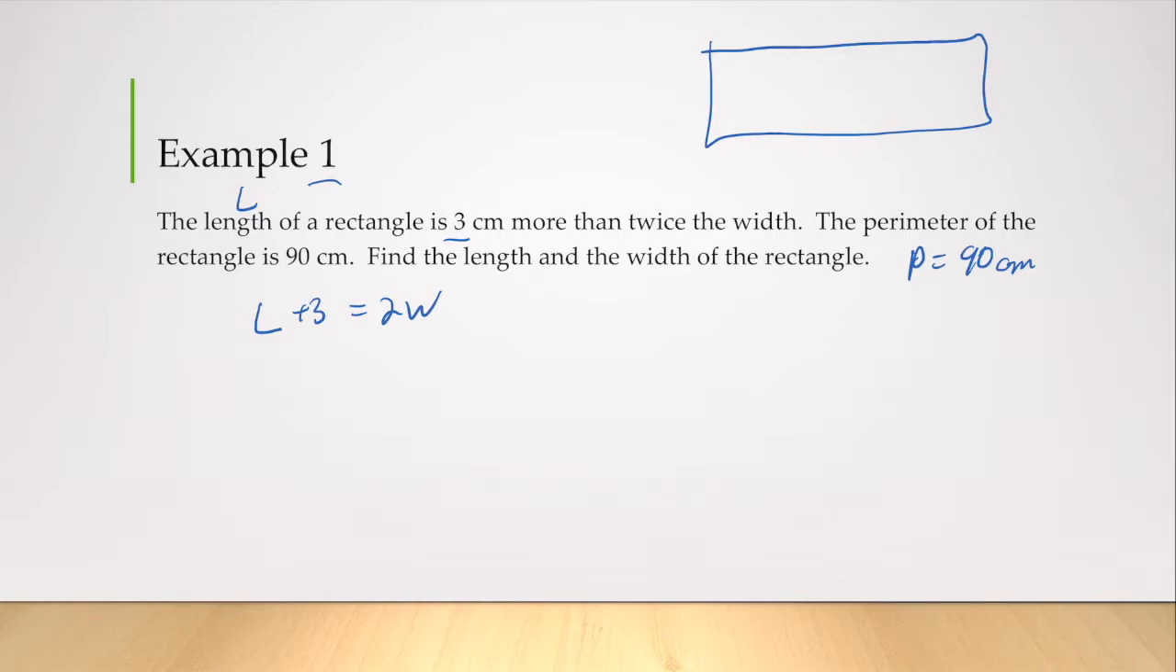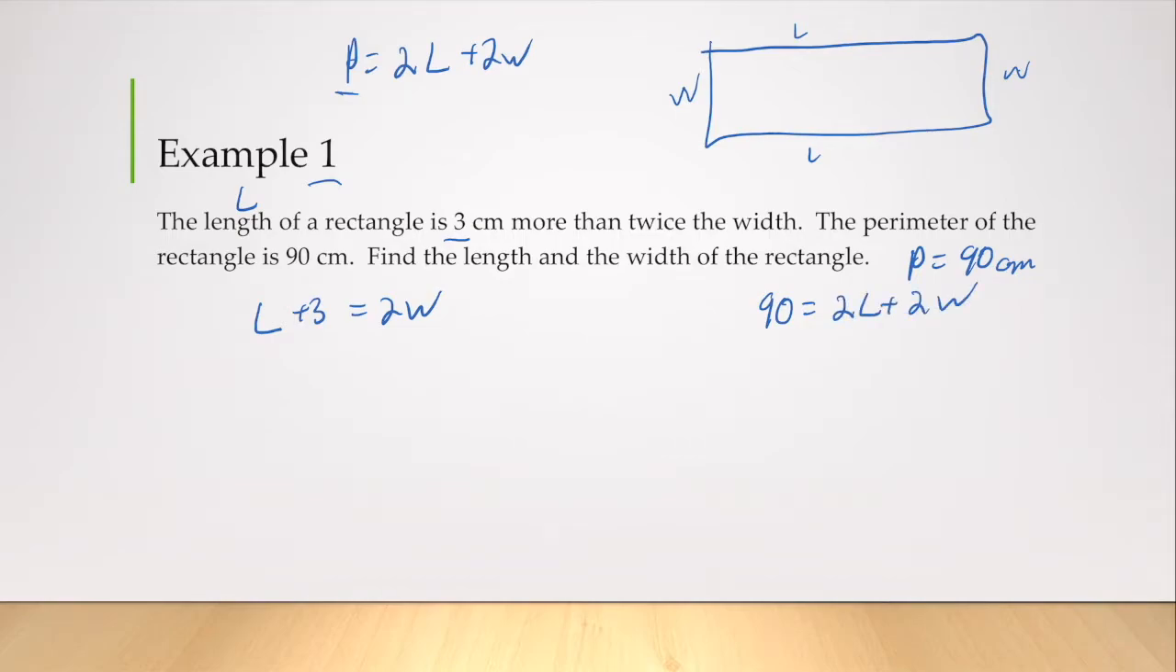Well, we have to remember perimeter equals 2 lengths plus 2 widths. Right, so here's my length, here's my width. If I add those up, I will get my perimeter. So I'm going to go ahead and take this main equation and substitute in. I have 90 equals 2 lengths plus 2 widths.